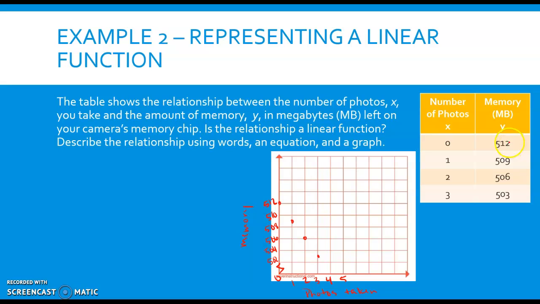Now, what I've noticed is from 512 to 509, that was minus 3. 509 to 506, we subtracted 3. And from 506 to 503, we subtracted 3. Whereas on the other side, we are adding 1 each time. So what this tells me is we have a constant rate of change, which is one of the indicators of a linear function. And when we look at our graph, our dots create a line, not a curve.